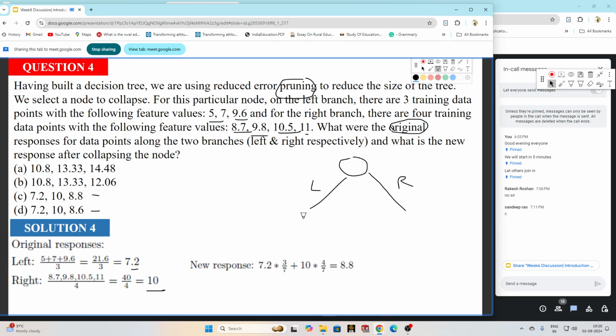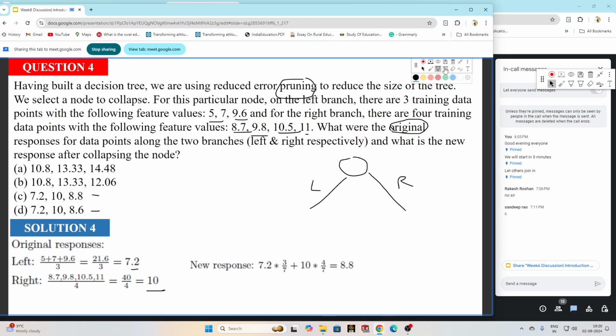So for the right node, the response you will get is the original response. Now we are only talking about the original response. So the original response is 40 by 4, that is 10. So again our answer will be between these two. It is not clear. But now the third part is, what is the new response? So how will you find the new response?